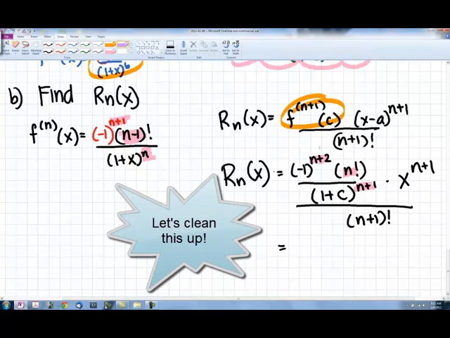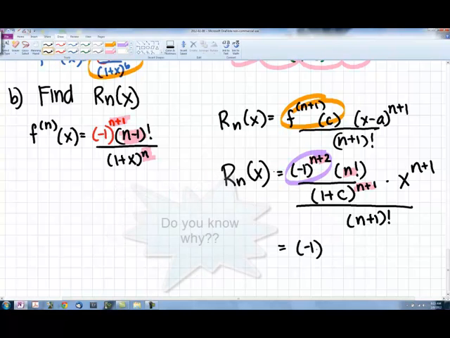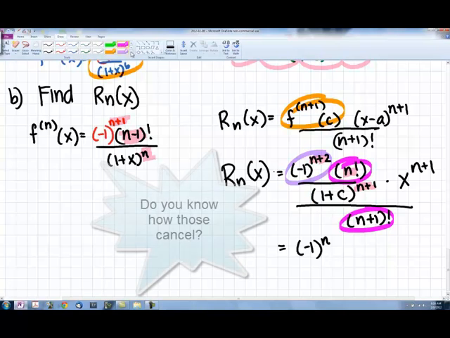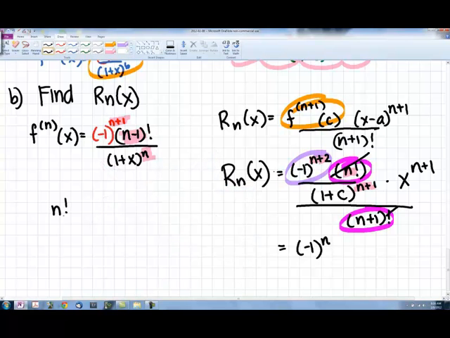Now, whenever you have negative 1 to the n plus 2 power, that's actually the same as saying negative 1 to the n power. I need to cancel and simplify something here. Do you see this n factorial and the n plus 1 factorial? And all you're going to have left is an n plus 1 on the bottom. Why is that? Let me write it over here on the side so you can see.